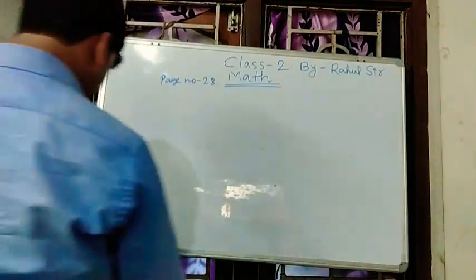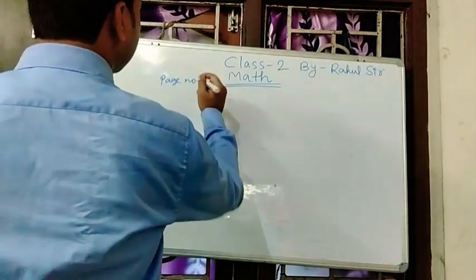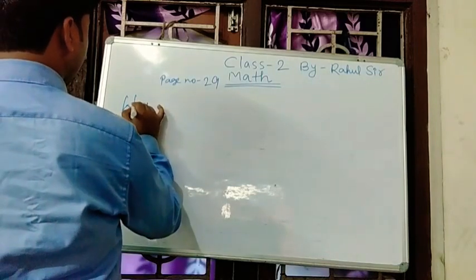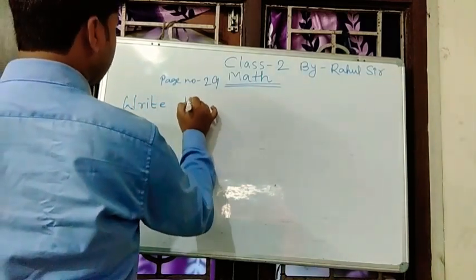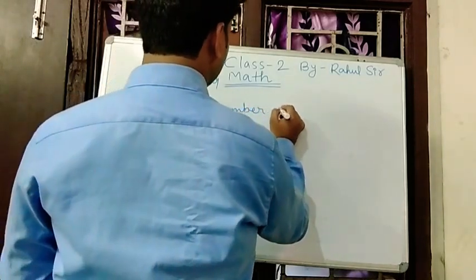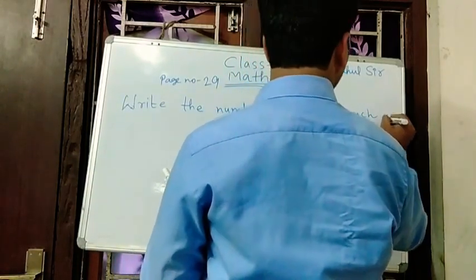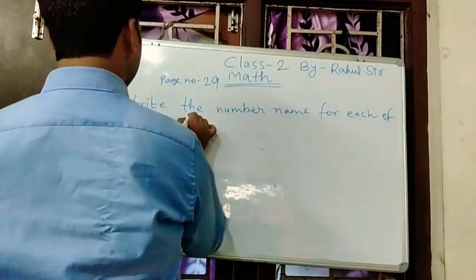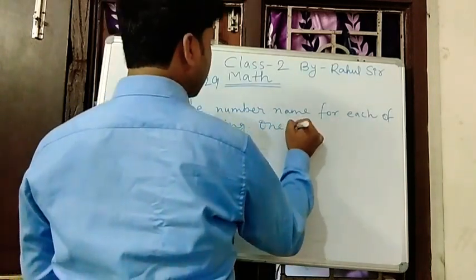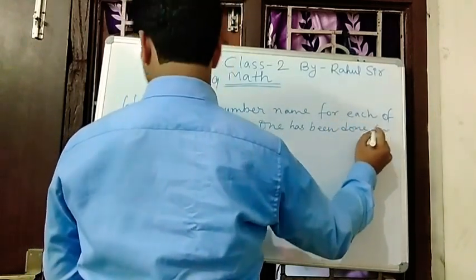Come to the page number 29. Write the number name for each of the following. One has been done for you.